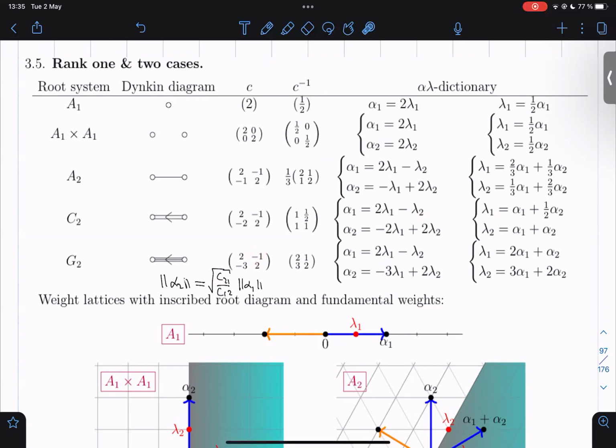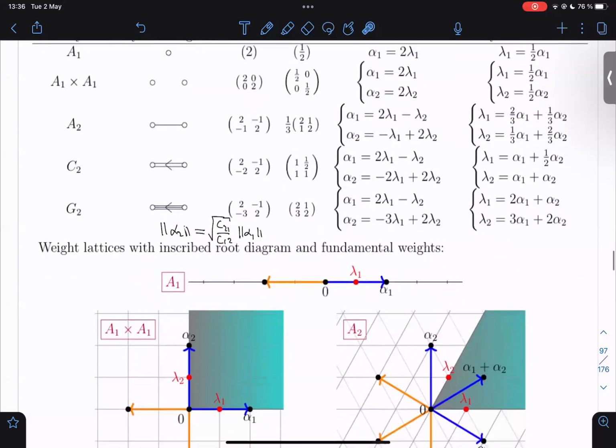From this, you get the Cartan matrix, and you get the inverse Cartan matrix. Remember, you have alpha_i equal to this C_ij lambda_j, and then you use its inverse over here. So you get all this data. There are formulas. I don't expect you to remember this, but you could reconstruct all of it from this Dynkin diagram. So let's just get to the pictures here.